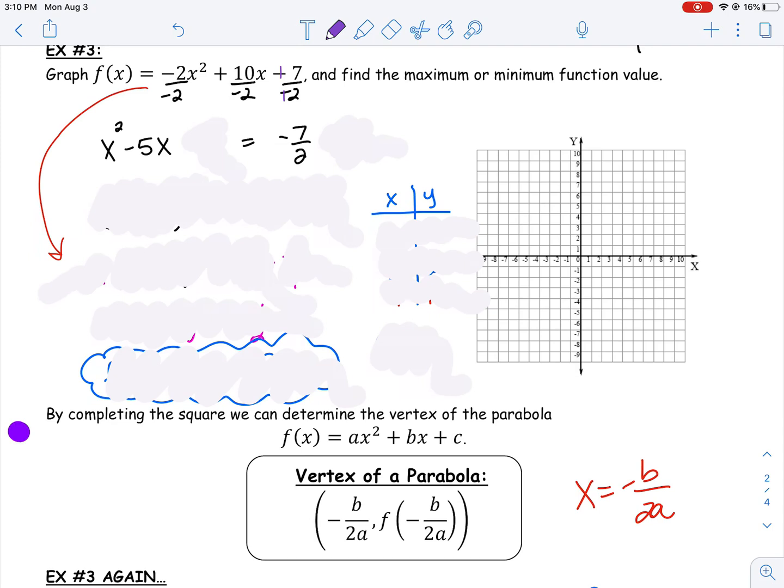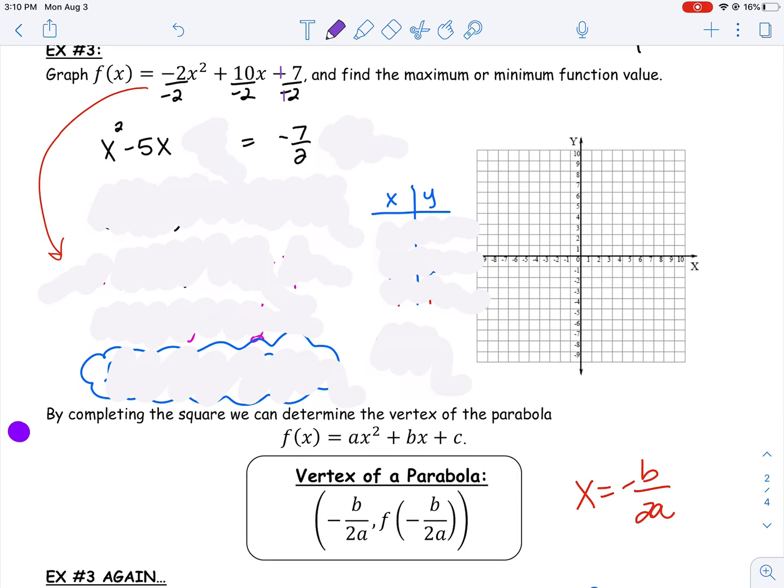And so now I have an equation that gives us x squared minus 5x equal to negative 7 halves. The two negatives made a positive, but then I subtracted it over to the other side. Okay, now we have to figure out what number to add to both sides so I can factor that left side into a perfect square.